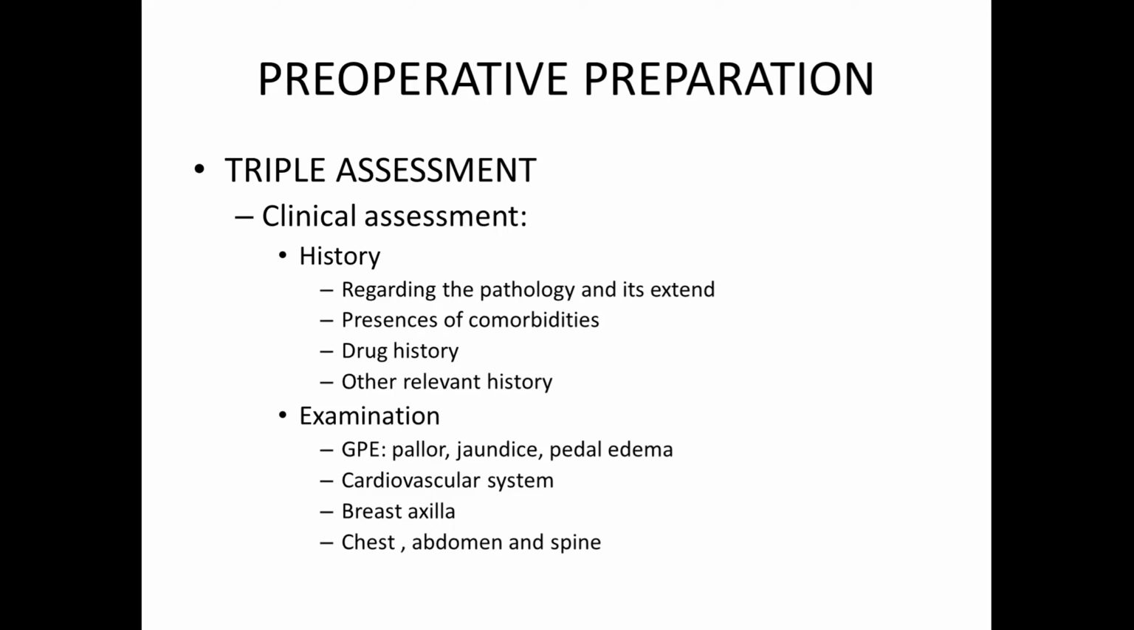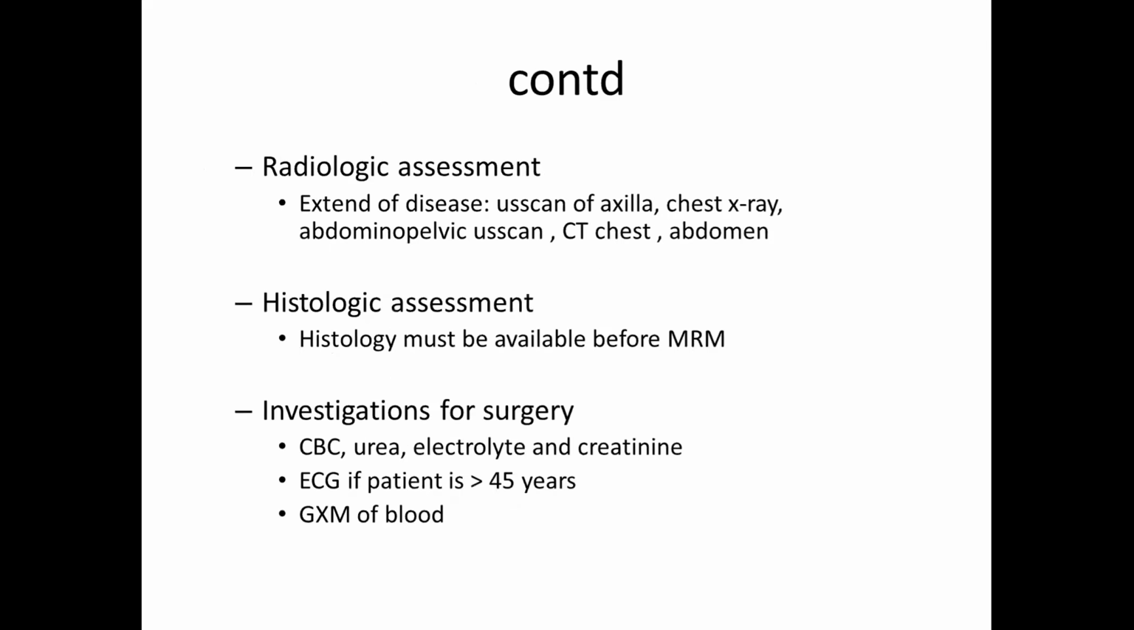Now, on physical examination, general physical examination of the individual needs to be taken into account. Take into account the pallor, jaundice, as well as pedal edema. The cardiovascular system needs to be examined fully to assess the patient's readiness for this operation, as he or she is going for a major surgery. The breast is to be examined in totality, as well as the axilla. The chest, abdomen, and spine will be examined looking for features of metastasis.